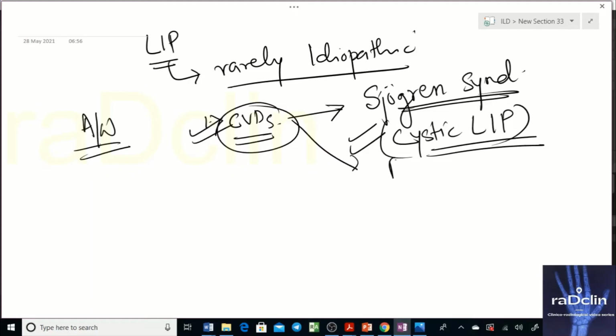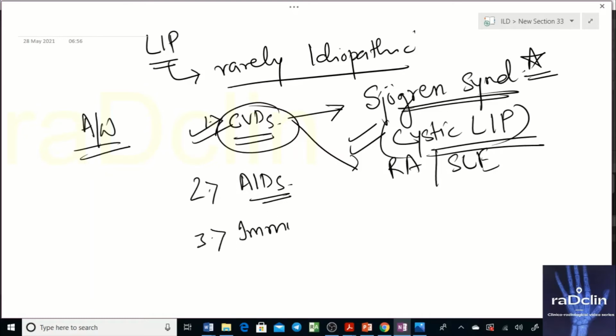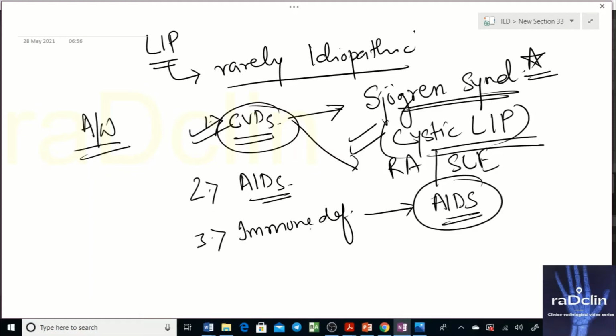Other collagen vascular diseases like rheumatoid arthritis, even SLE can have LIP, but Sjogren syndrome is the most important to remember. Second, other autoimmune diseases can be there, like Hashimoto thyroiditis. You can have myasthenia gravis, autoimmune diseases. Then immune deficiency diseases, for example AIDS. AIDS patients classically can have LIP. There is much association with AIDS patients. Remember this thing. Patients with myositis syndromes can also have LIP.